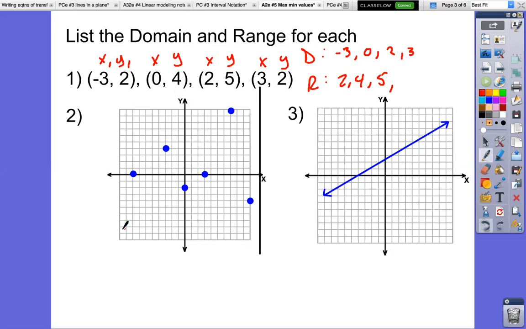So again, your domain for this one is -8, -3, 0, 3, 7, and 10. Any questions on how I did that without writing all the points?